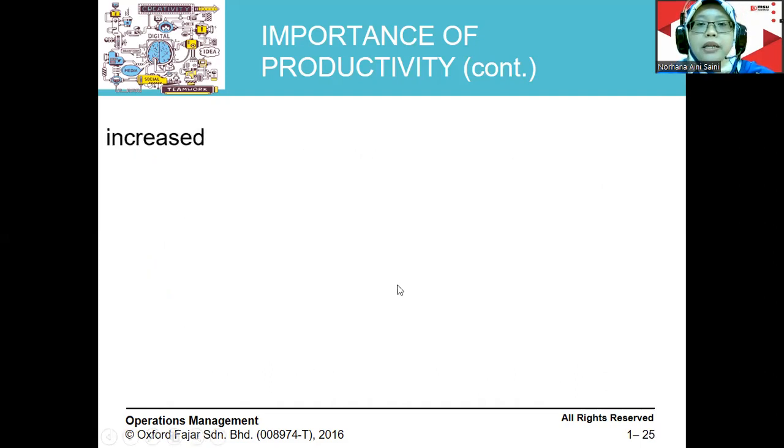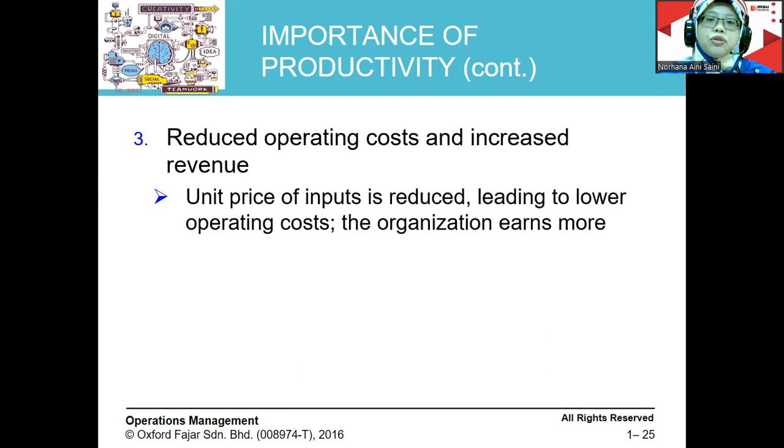All right, and then the last one is reduce operating costs and increase revenue. The unit price of input is reduced, leading to lower operating costs, so the organization earns more. If you are very good in terms of productivity, you will have fewer employees, but those employees are very skillful.